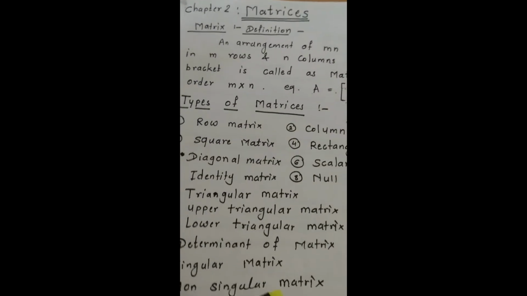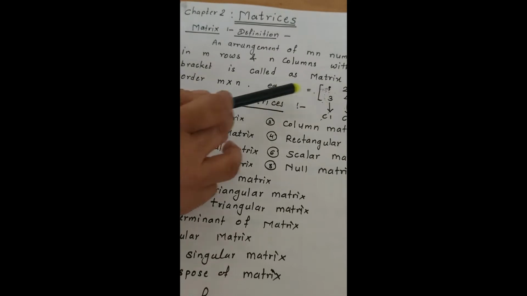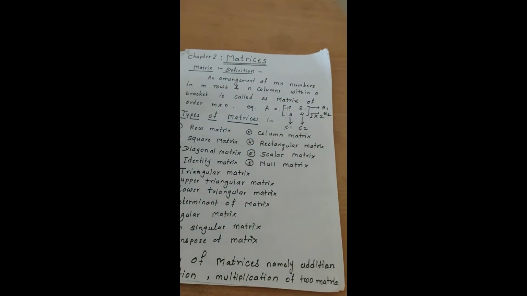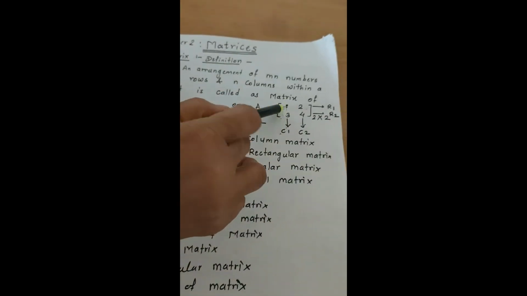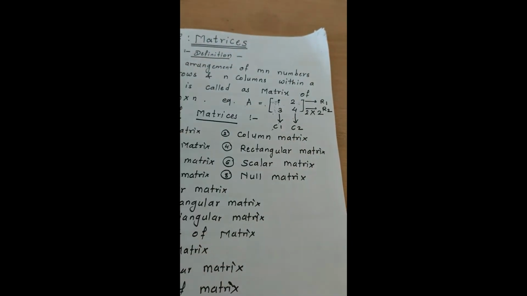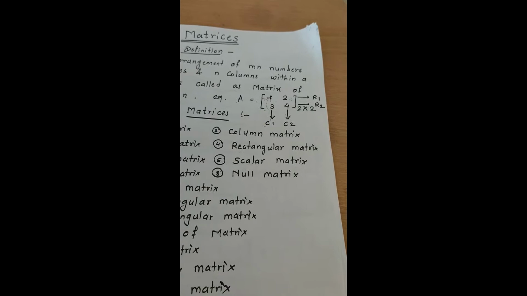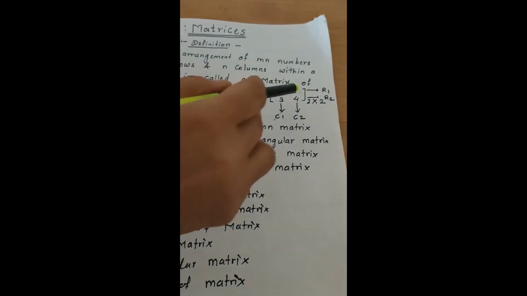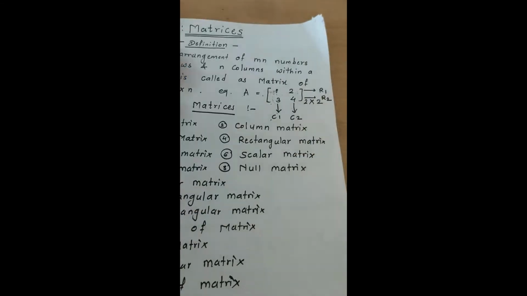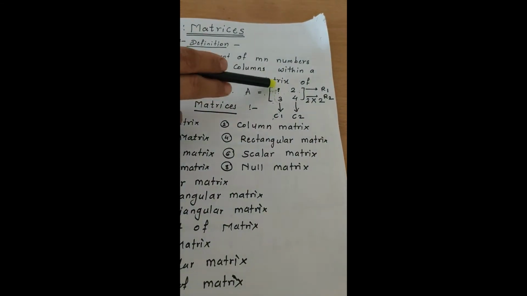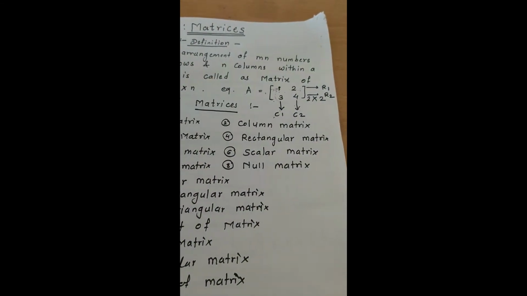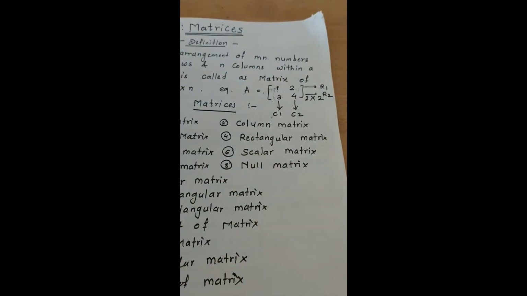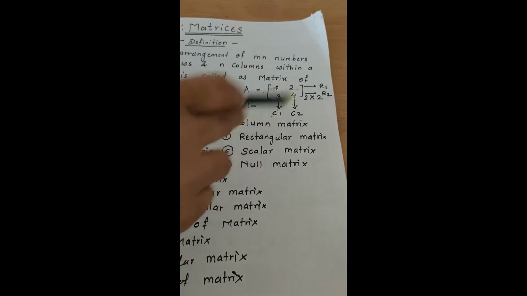For example, a matrix A of the elements 1, 2, 3, 4. There are 2 rows and 2 columns. Therefore, the order of this matrix is 2 by 2. The rows are formed in a horizontal way and columns are formed in a vertical way. So here 2 rows and 2 columns.